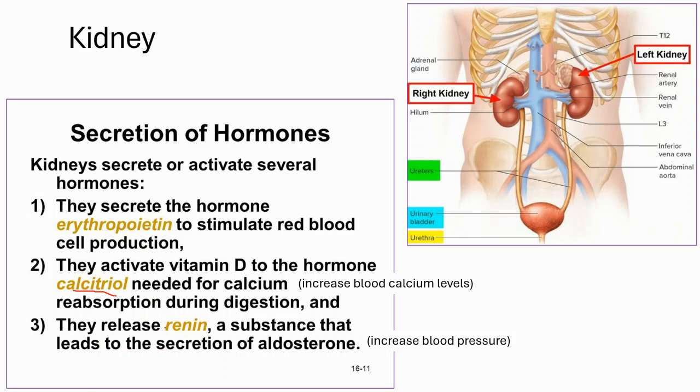And then renin is another one. Now, this is a big one, folks. We're going to talk about renin a lot. Renin, look at what it does. It causes ultimately an increase in blood pressure because it leads to the secretion of aldosterone. We already said aldosterone causes an increase in blood pressure.